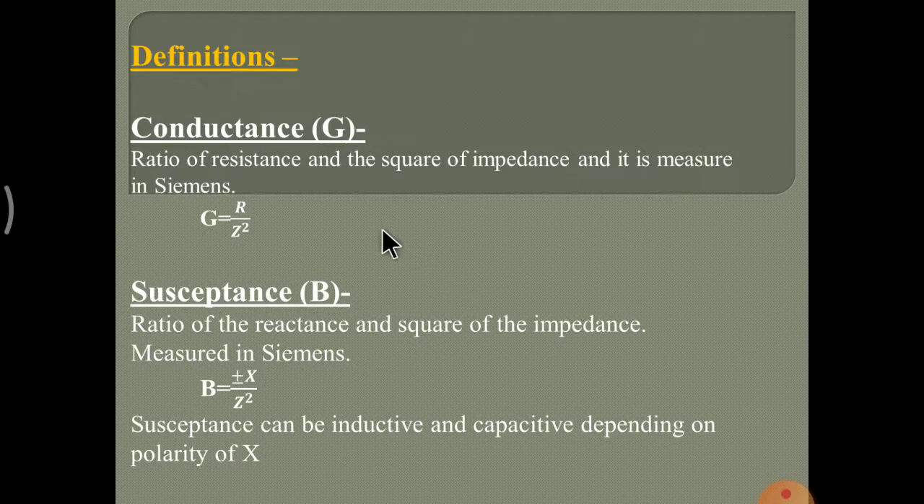So what are the symbols? The symbol of admittance is Y, the symbol of conductance is G, and the symbol of susceptance is B. What is the formula of admittance? 1 upon Z. The formula of conductance is R upon Z square, and the formula of susceptance B is equal to plus minus X upon Z square.